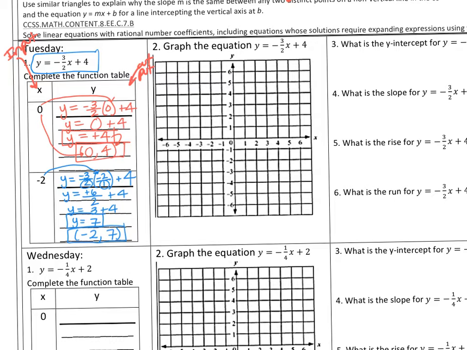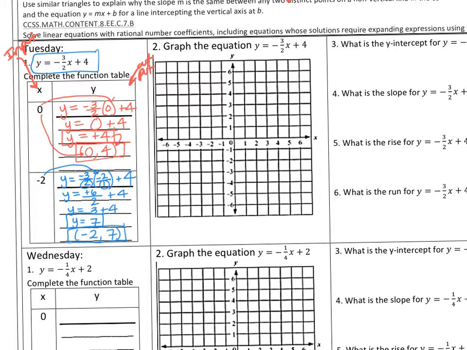Now number 2 says, graph the equation y equals negative 3 halves x plus 4. And if I'm paying attention to my equation on number 1, I can see that this equation is the same as this equation. I can just plot 0, comma 4, negative 2, comma 7. Those are 2 points. I can plot them on my Cartesian plane and then make the line. Or I can use my y-intercept and my slope to draw my line.